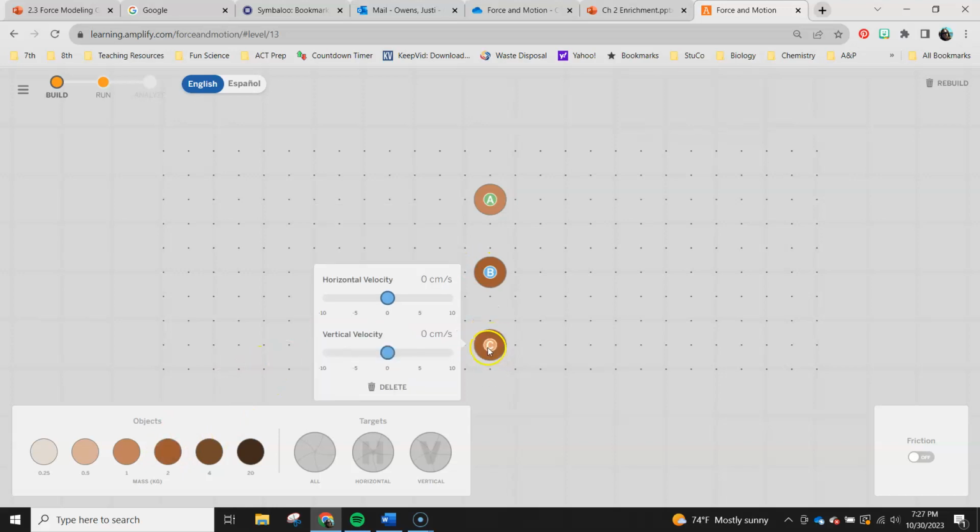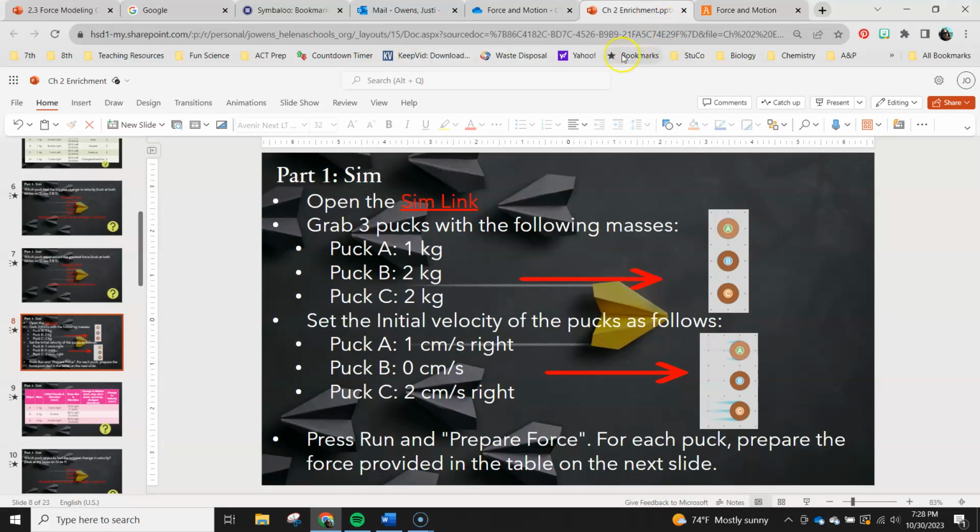The reason I'm doing this problem is to emulate the bocce ball one that you got to see in the quiz, where the gray bocce ball had a smaller mass than both the pink and the blue. So I wanted to ask you some of these exact same questions. So there's our 3 pucks: puck A is 1 kilogram, puck B is 2 kilograms, puck C is 2 kilograms as well, so B and C are equal mass.